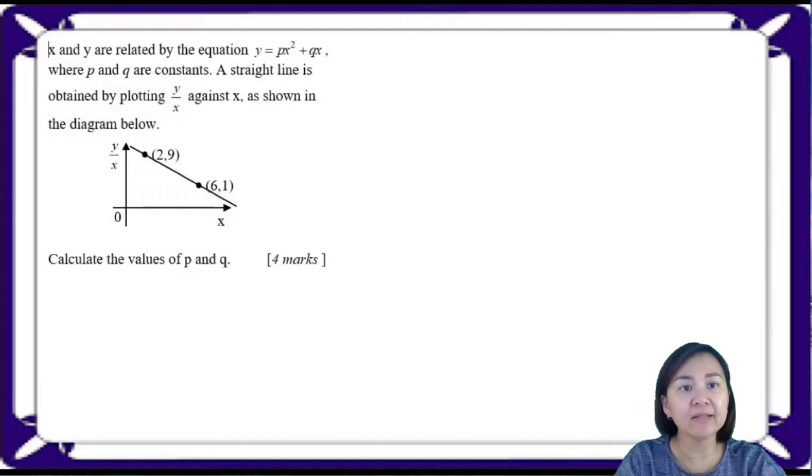y and x are related by the equation y equals px squared plus qx, where p and q are constants. A straight line is obtained by plotting y over x against x as shown in the diagram below. Calculate the values of p and q. To solve this type of question, the first step is we need to transform the nonlinear equation into the linear equation.